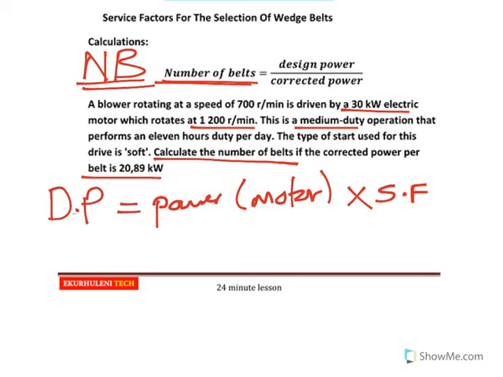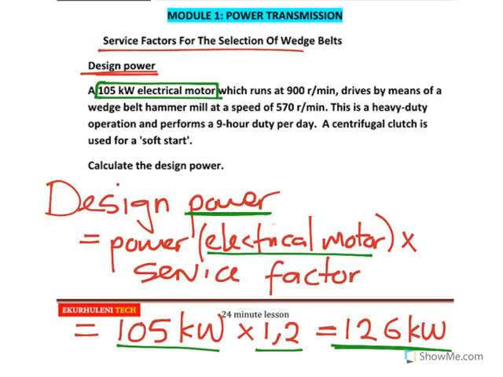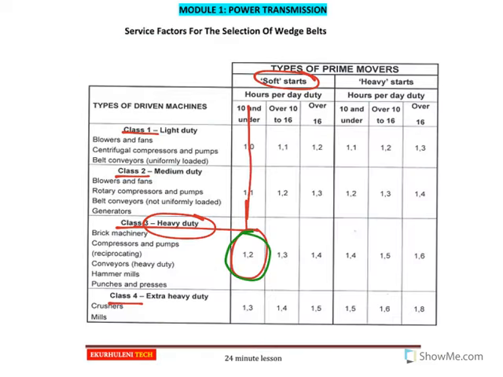But now you need to find the service factor. How do you find the service factor? They told us it is a medium duty. There is a table for that. Medium duty operation, it performs 11 hours per day and it is a soft start. If you go to that diagram of the service factor, it is a medium duty and it performs for 11 hours, and 11 hours is between 10 and 16, and then it is soft. So you can see that the service factor is 1.2.